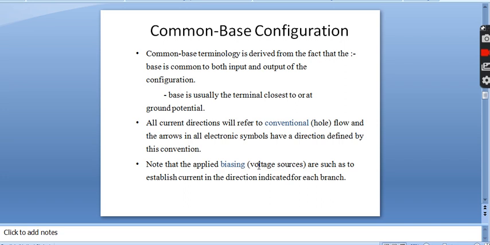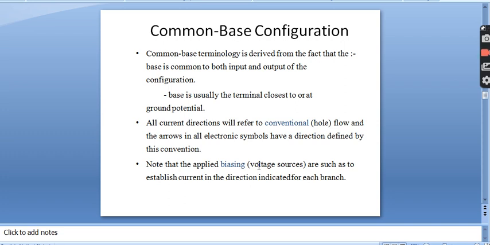So why is it called common base? For input and output purposes, when you are using the transistor within a circuit, it may require two terminals at the input and another two terminals at the output. But this transistor has only three terminals, so there is a need to make one terminal common. We have three terminals, base, emitter and collector. So one of these three terminals will be connected as common for the input and output.